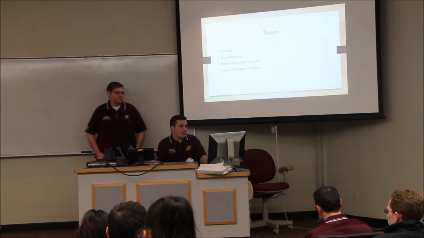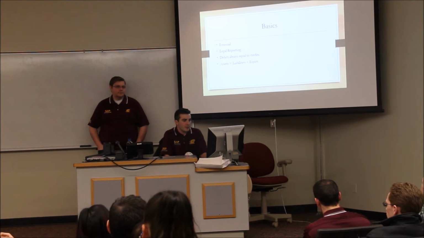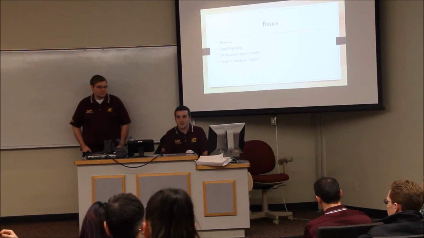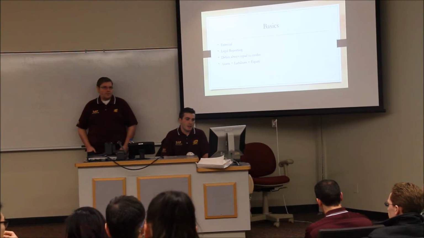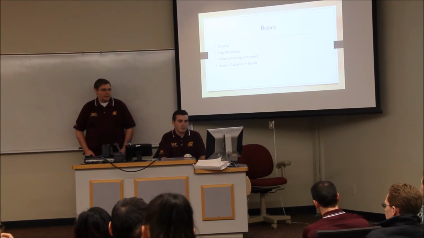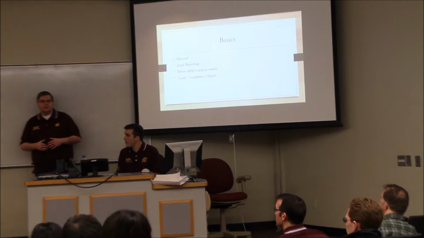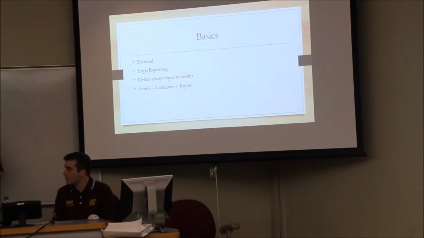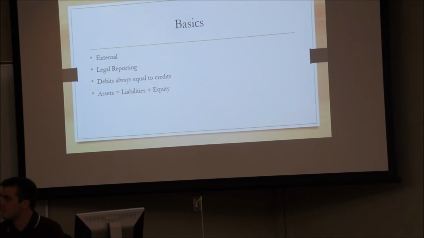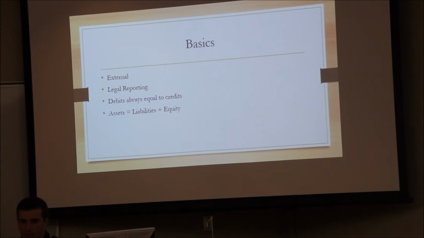So the basics for financial accounting: it's external reporting, legal reporting. As you learned in probably most of your accounting classes, your debits have to equal your credits, and your assets are going to equal your liabilities and your equity. And to add to that, when it says external, really think about who uses the information in financial accounting. That's going to be your outside sources, your investors, governmental agencies, things like that.